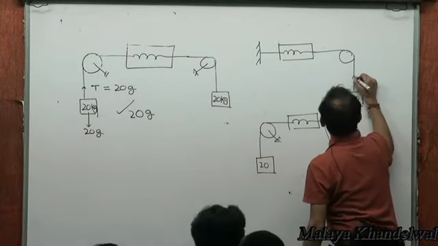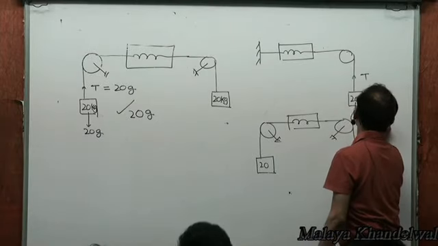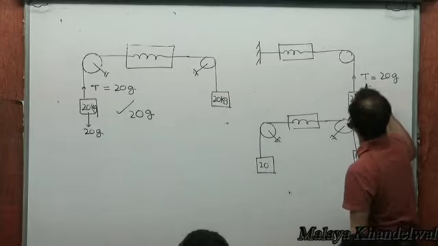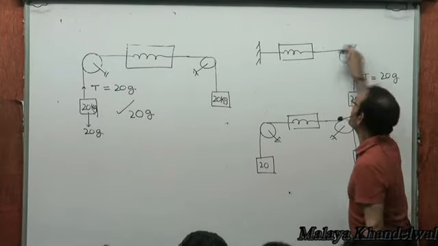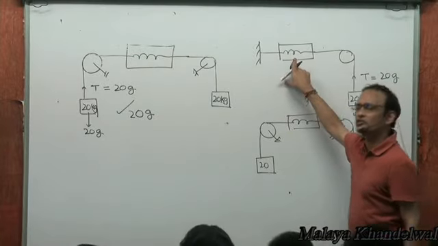In this case, this T also balances 20 G. That means the tension here is 20 G. Tension everywhere will be 20 G. So what would be the reading of the spring balance? 20 G.